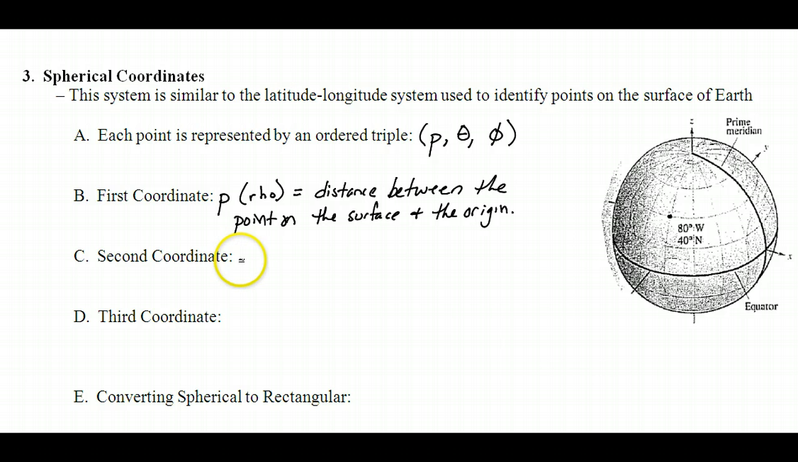Our second coordinate is theta, and theta is equal to the angle from the positive x-axis counterclockwise to the point.